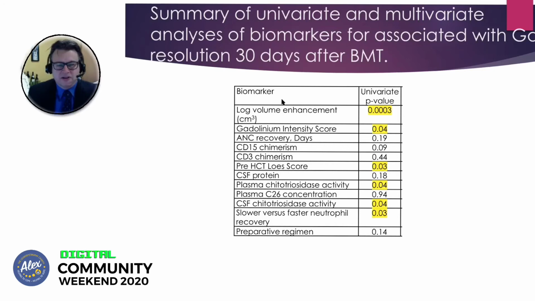So there's a whole different array of biomarkers, including the log volume of enhancement, which I've shown you, the LESS score, which I've shown you is not a great predictor. The p-value is 0.04. In this analysis, recovery time was not as strong. I put in chimerism. I talked to you about a pre-transplant LESS score, which was a good predictor, and plasma chitotriosidase activity was a fair predictor as well. Same with CSF chitotriosidase. And then slower versus faster neutrophil recovery at 0.03. I also looked at the type of chemotherapy, which did not matter. Those are all univariate analyses.